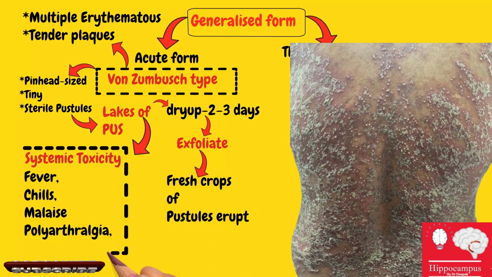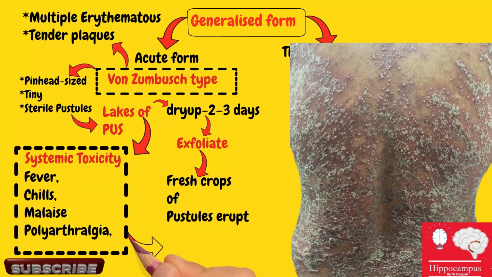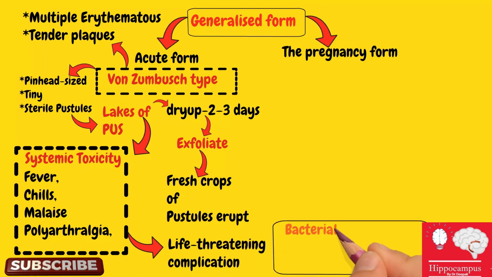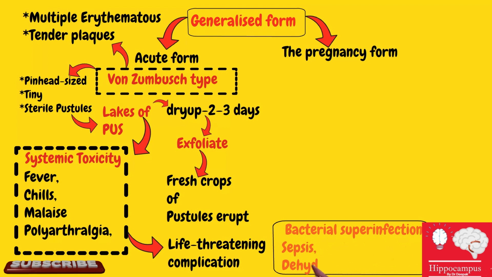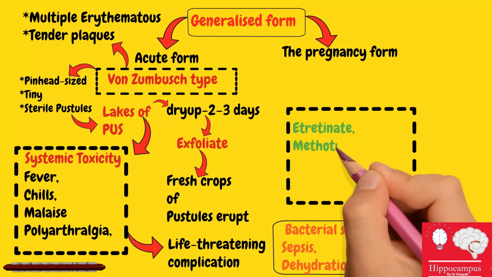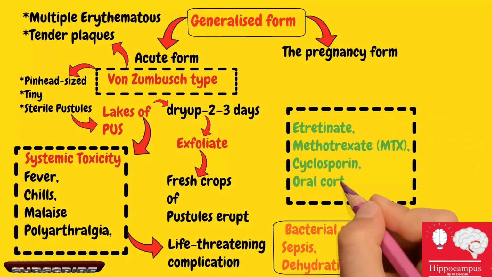Now, due to the prominent systemic features, we can potentially have life-threatening complications such as bacterial superinfection, sepsis, and dehydration. Severe pustular psoriasis can be difficult to control and requires a potent treatment regimen with rapid onset of action to avoid life-threatening complications. Drugs commonly used include methotrexate, cyclosporine, oral corticosteroids.